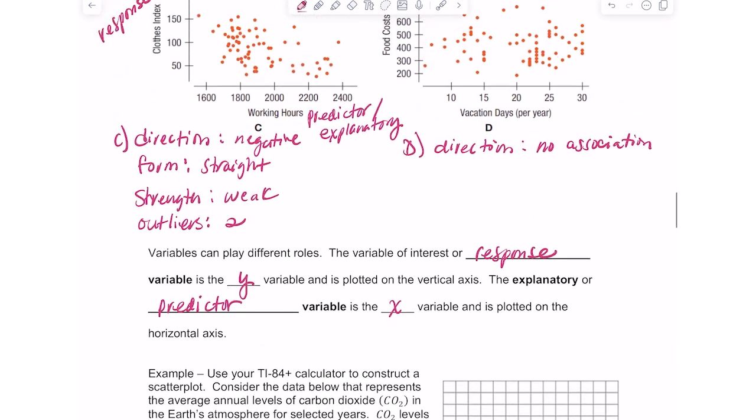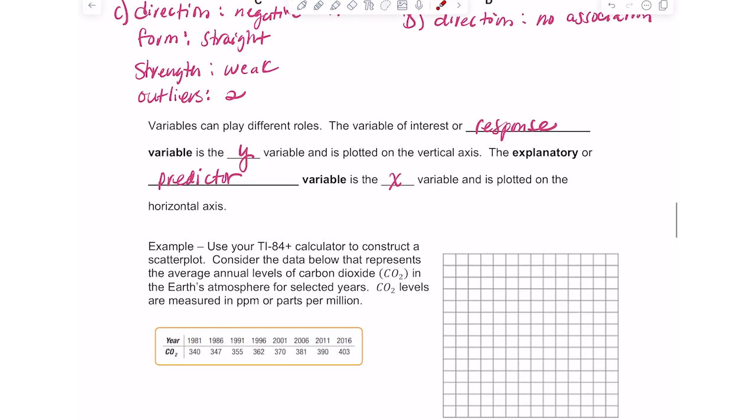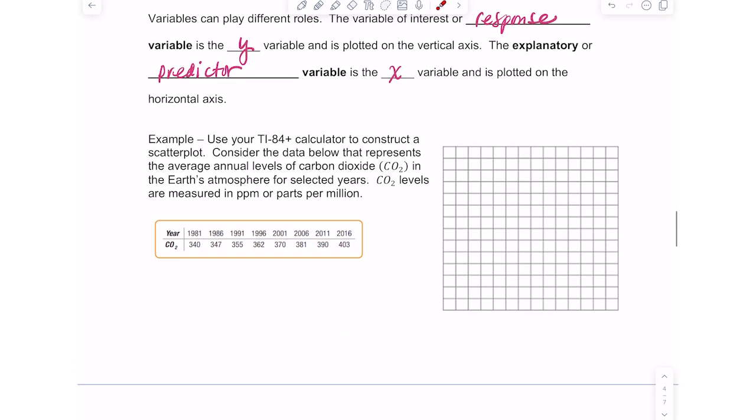And it's very important which variable we decide to go on which axis, right? So our response variable is our dependent variable. And our x variable, our predictor or explanatory, is our independent variable. So we're using the explanatory variable to predict the response variable, okay? So in other words, can we get working hours to predict clothes index? Can we get vacation days per year to predict food costs? Sometimes it doesn't make sense to switch the x and the y because that association would be meaningless.